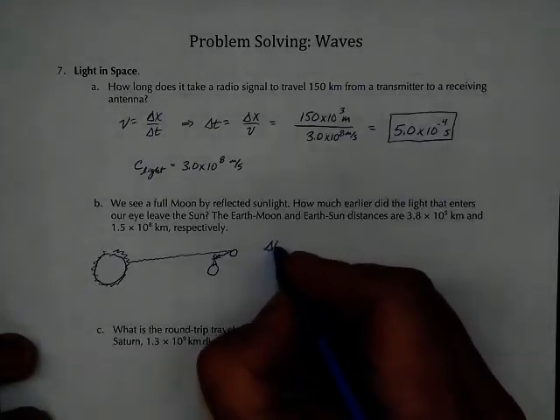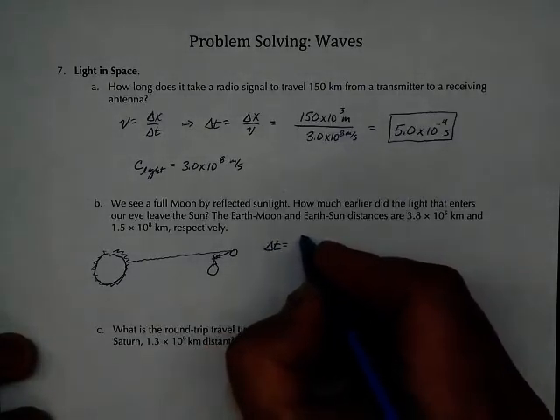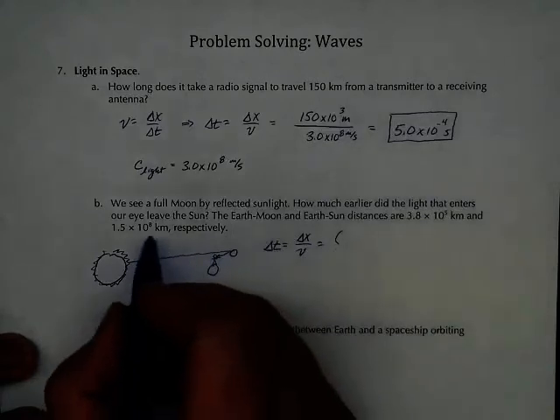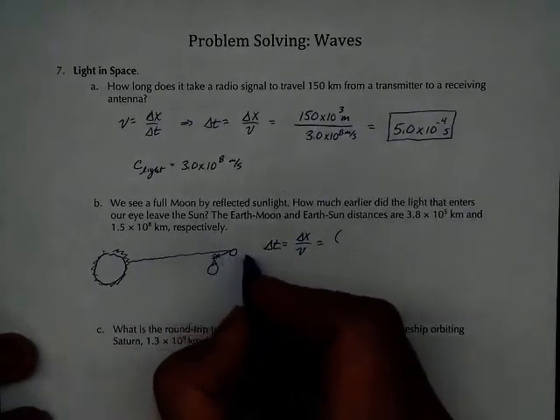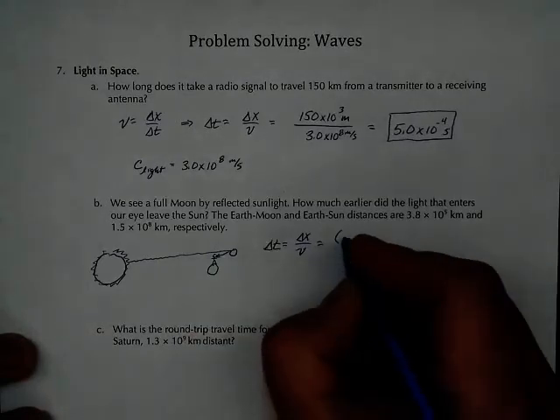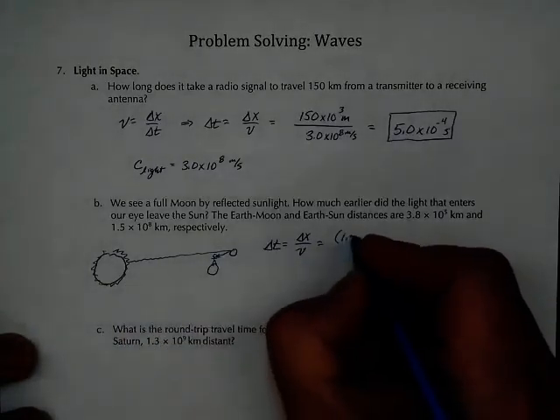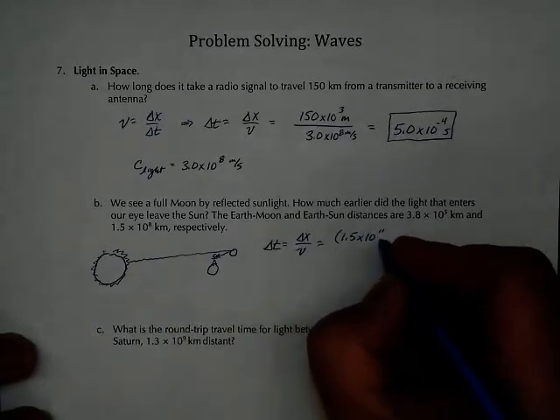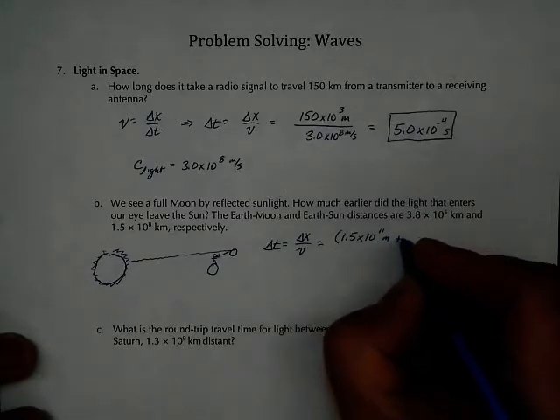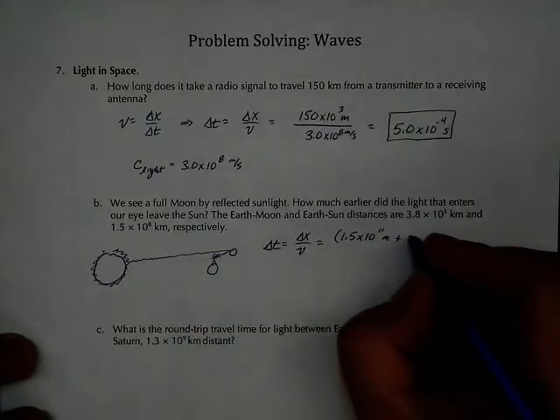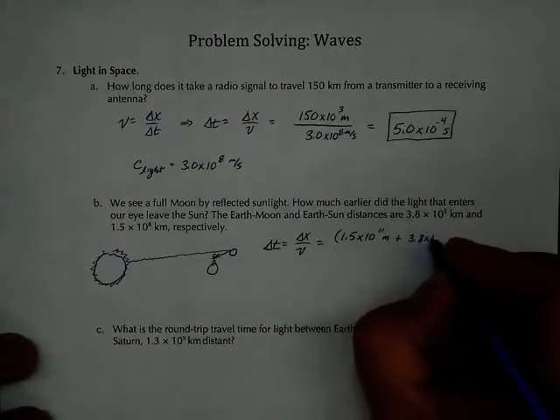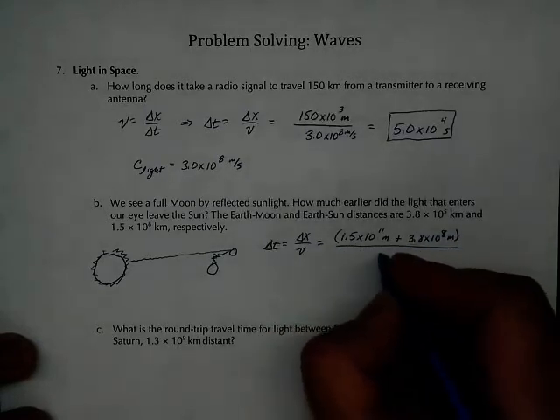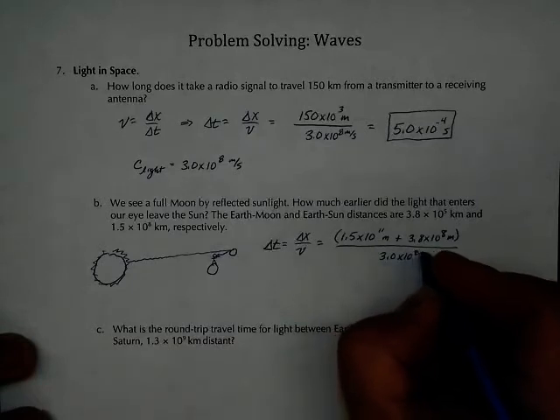So again, the time interval for that would be the distance over the speed. Well, the distance is going to be the Earth-Moon distance. That's one part of the path. I'm going to put the Earth-Sun distance first, actually. 1.5 times 10 to the 8th kilometers is going to be 1.5 times 10 to the 11th meters. Moon to me is 3.8 times 10 to the 5th kilometers, so that's 10 to the 8th meters. And the speed is the speed of light, 3 times 10 to the 8th meters per second.